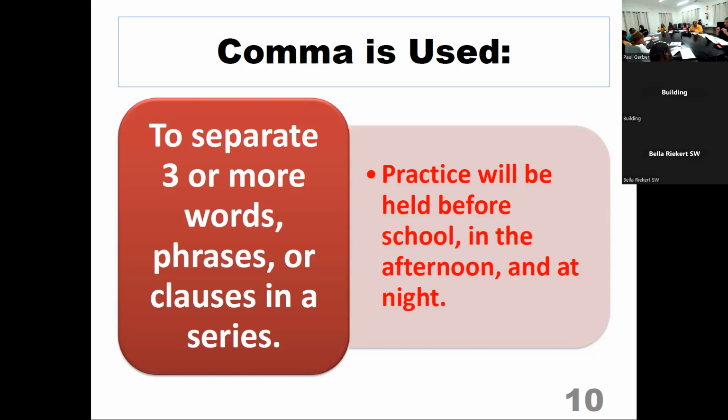Now, what they're telling the person is, we're going to be practicing in the morning before school, then we're going to be practicing in the afternoon, and we're going to be practicing in the evening. You see how that comma changes things? It makes sense there. If you didn't have that comma, then you'd say practice will be held before school in the afternoon and at night. See, just don't read it. With that slight pause in there, it just reads differently, and it's a bit more understandable.